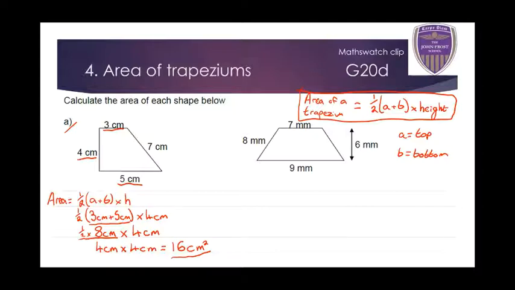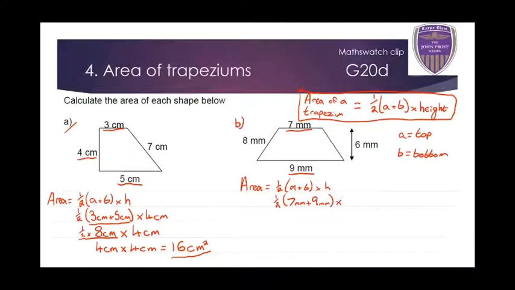Now the second one, there's no B in there. Let's label that part B. So part B now, okay, so again we've got area equals a half A plus B times H for height. So let's put these numbers in. So we've got a half. A is the base, or the top, or the bottom is the top, sorry. So we've got 7 millimeters. So A is 7 millimeters. B is the base, which is 9 millimeters.